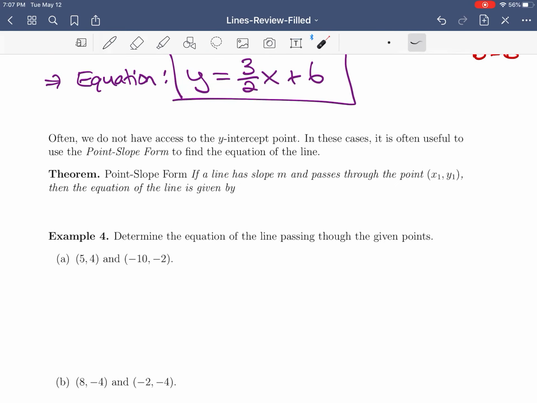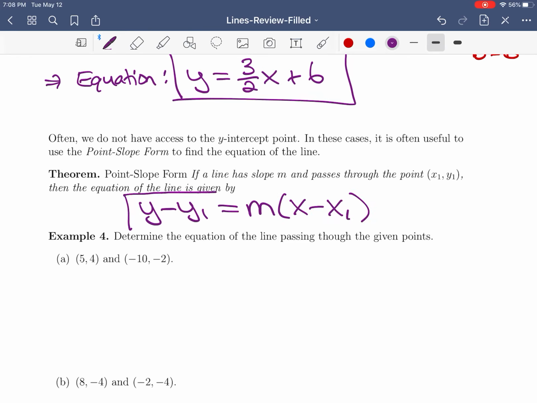So often we don't have the y-intercept. So in these cases, it's useful to use what we call the point-slope form. Okay, so if a line has slope m, so we know the slope, but it passes through some other point that maybe isn't the y-intercept, so I'm calling it x1, y1, then the equation for the line is going to be y minus y1 equals m times x minus x1. Okay, so x and y are variables, and x1, y1 are the points that we know.